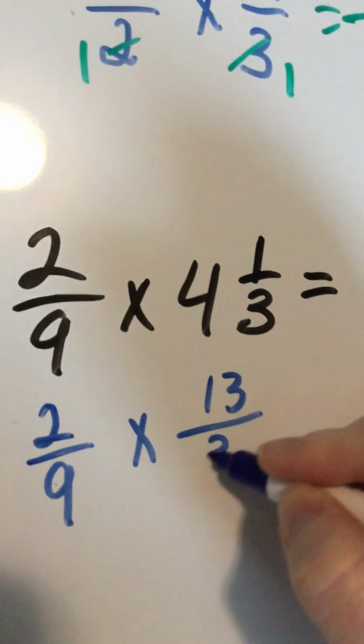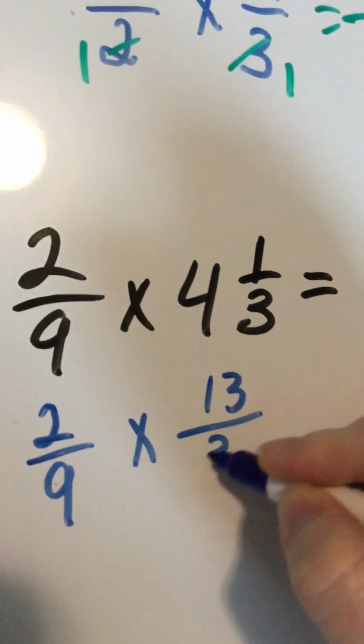Okay, 3 times 4 is 12 plus 1 is 13. And we keep our 3. Okay, so now, is there anything that we can cancel? In this case, there is nothing we can cancel. We can't do anything. So now we just multiply across. 2 times 13, and you might have to do this, oops, times 2 to figure it out. It is going to be 26. 9 times 3, 27. And that's your answer.